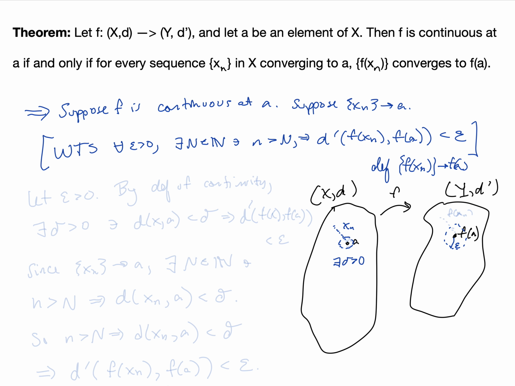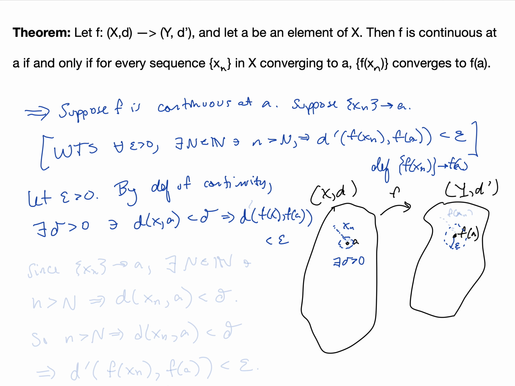So let's use that. Let epsilon be some arbitrary value greater than 0. By the definition of continuity, there exists some delta greater than 0 such that the distance between x and A being less than delta implies that the distance between f of x and f of A is less than epsilon. So how can we use that?